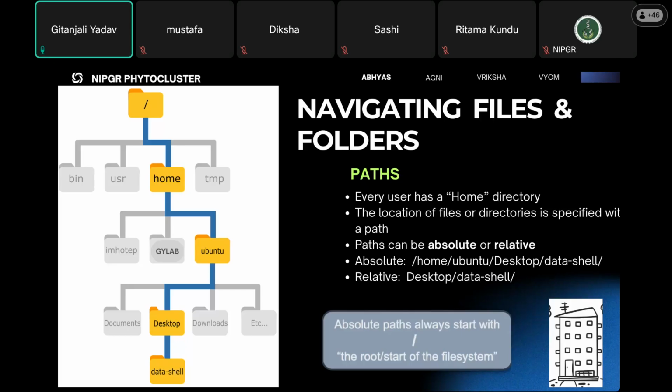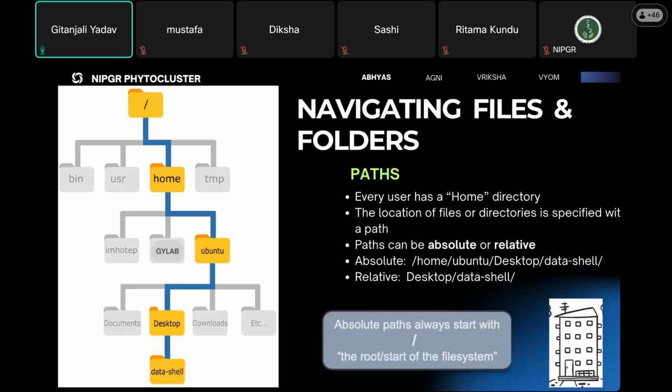Now, the location of the files and directories in Unix is always specified with a path. So tell me the path of the data shell now. The relative path of the data shell is from your home directory. Whether you are Ubuntu, GY, Imhotep, or any other user, when you log into a server, you come straight to your home directory. From your home directory, if you want to go to data shell, you have to go to desktop and data shell. That is the relative path.